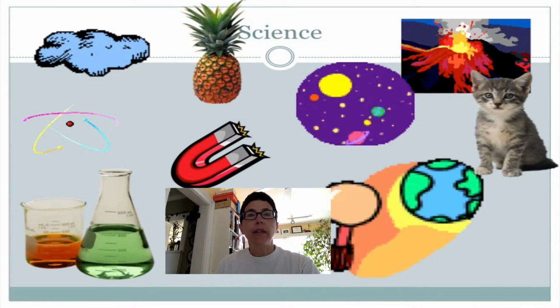Science can be divided into separate areas of study, such as biology, the study of living things. That includes plants and animals. Physical science pretty much covers everything else. It's the study of non-living things like chemistry, physics, astronomy, and other areas.